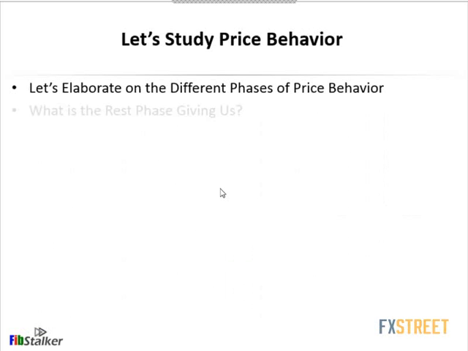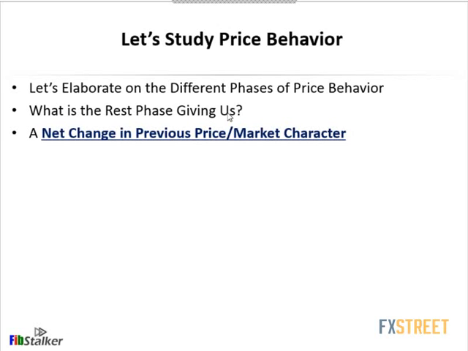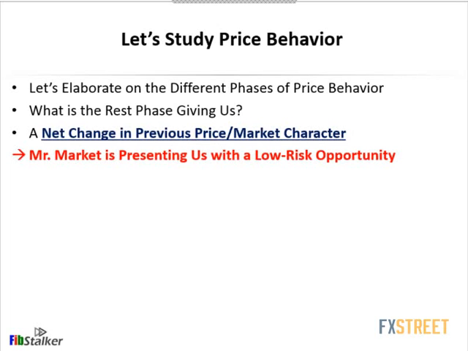So let's study price behavior. Let's elaborate on these different phases of price behavior. I showed you there are 3 different phases. What is the rest phase giving us? Any idea? Write it down if you have any idea. What it's giving us is a net change in previous price market character, because before the market was moving lower, for example, in those examples, very briskly, and then it stops moving lower for some reasons, which I'm going to explain later, and then it gets ready to continue a move lower.